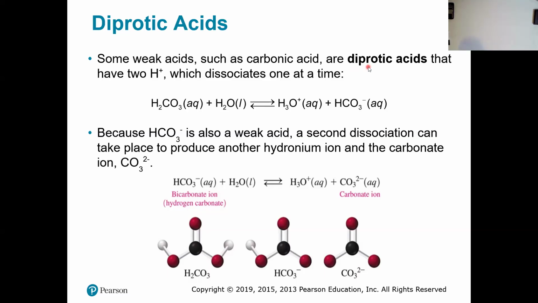Any acid that has the subscript of 2 next to its hydrogen in the front is going to be considered diprotic. This is only true for the hydrogen that's at the front of your formula. So when you have something that has multiple hydrogens in the middle of the formula somewhere, that's not going to count for this.